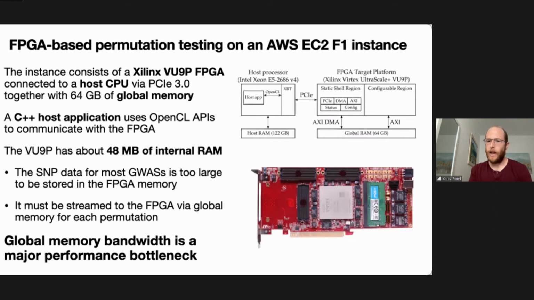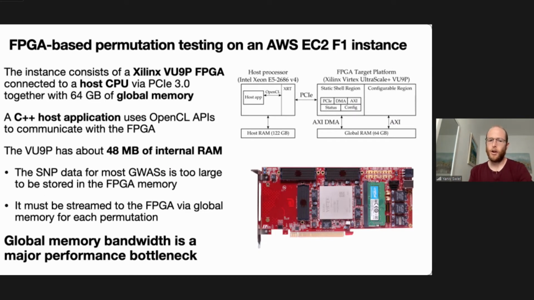The AWS F1 instance consists of a Xilinx Virtex UltraScale+ VU9P FPGA connected to an 8-core Intel Xeon host CPU via a PCI Express interface. A C++ host application running on the CPU uses OpenCL to communicate with and control the execution of the FPGA.